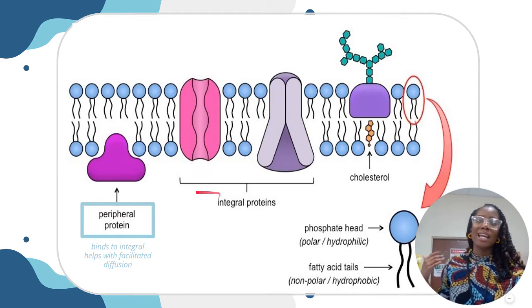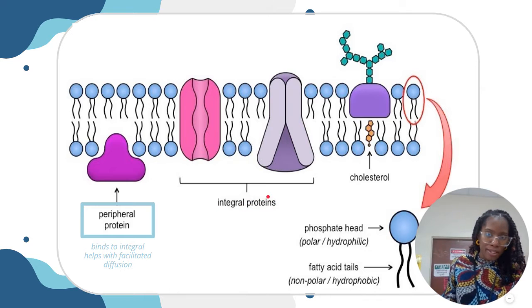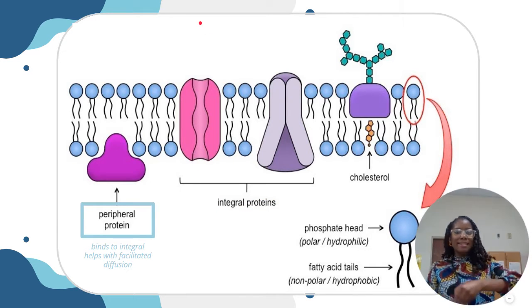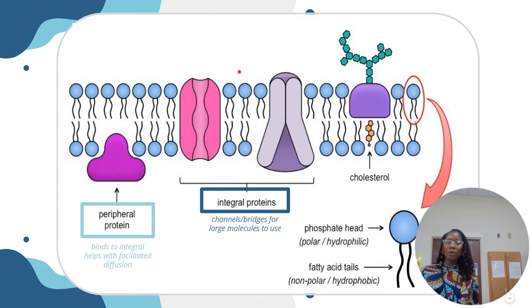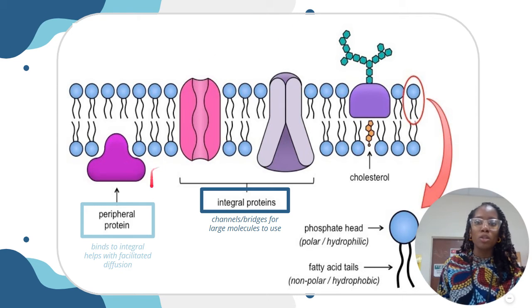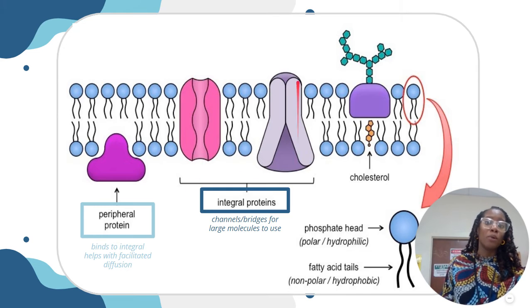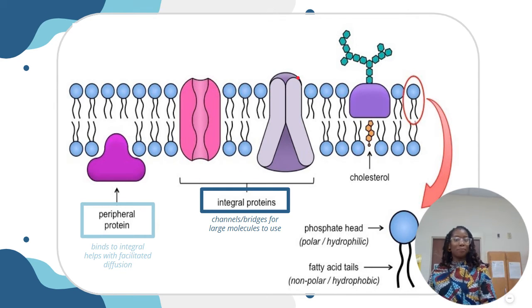Okay, then we have what are called integral proteins. What the name sounds like. They're proteins that are integral. They are integrated inside of the membrane. Their job is to act as a bridge or a channel for really large molecules to use. Because obviously, really large molecules can't squeeze through there. They're going to need a channel or a bridge, someone to help them get in.